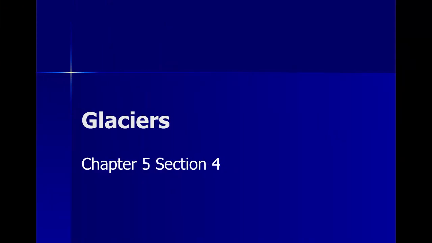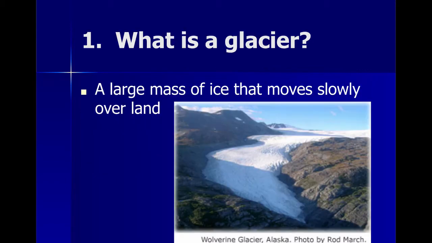Okay, today we're going to take notes on glaciers. So a glacier is a large mass of ice that moves slowly over land. Now this is a picture of a specific type of glacier. This is actually a valley glacier.